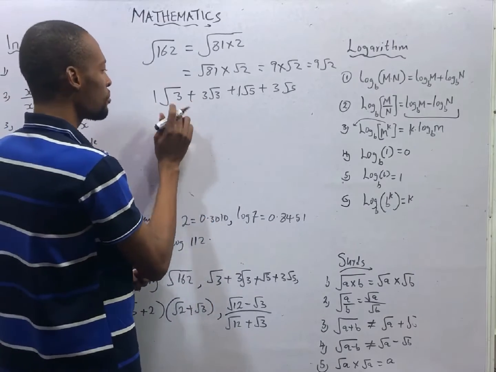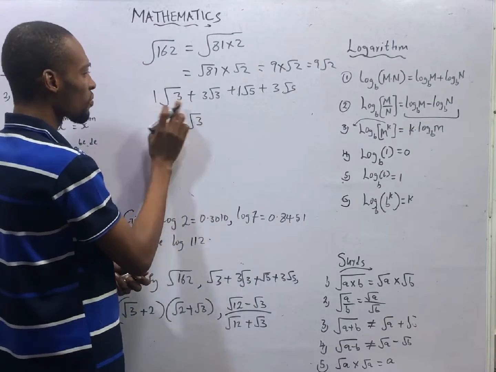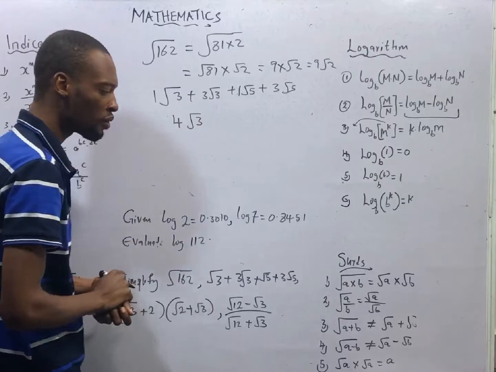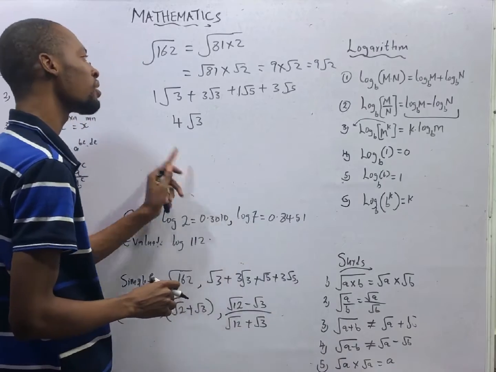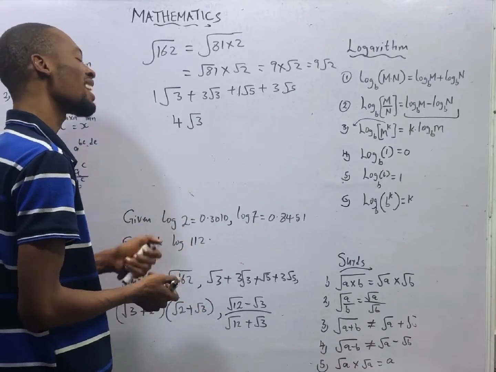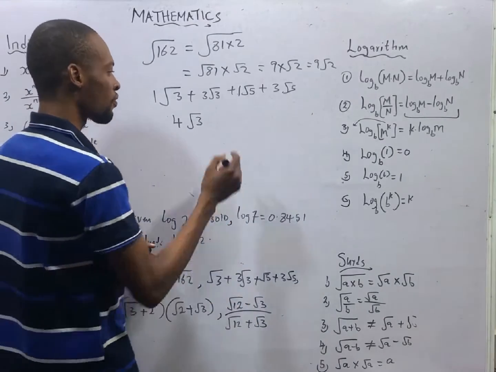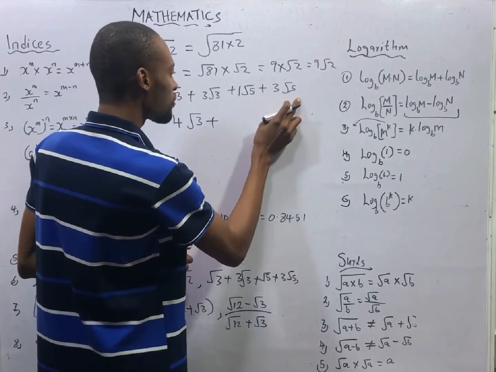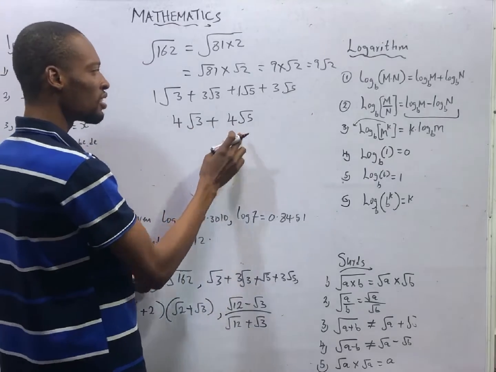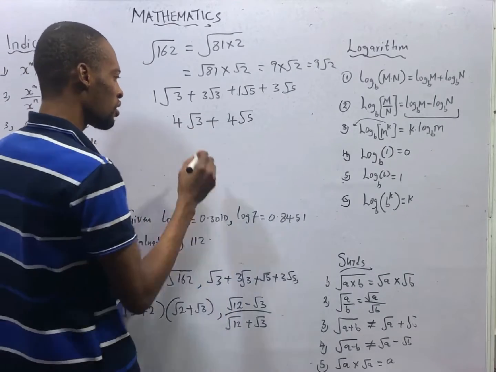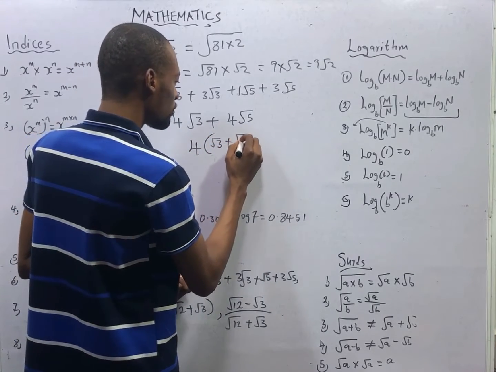So long as the roots are the same, we can say 1 plus 3, 4 root 3. So you add the outside ones, then you take one of the roots. Because root A plus root A is equal to 2 root A, and root A times root A is equal to A. Please take note of that. Plus 1 root 5 plus 3 root 5 is 4 root 5. Now, we have 4 here, we have 4 here. We factorize, bring out one of the 4 to get 4 times root 3 plus root 5.